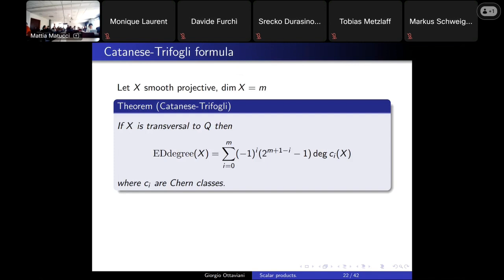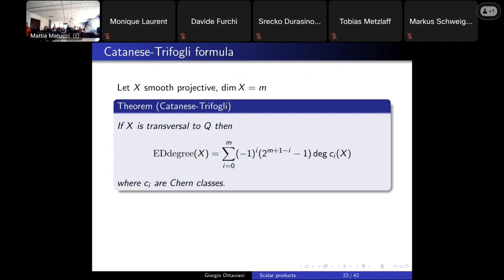Now, there is a formula computing the ED degree under this assumption: X is transversal to Q. What is Q? Q is the isotropic quadric, the locus where the length of the vector is 0. Of course, you have to compute over complex numbers. This has to be a smooth projective variety. On the real numbers, you never see such a thing, so if you only give the shape of X, it is not clear what happens. But for example, for a circle and for a parabola, this transversality fails.